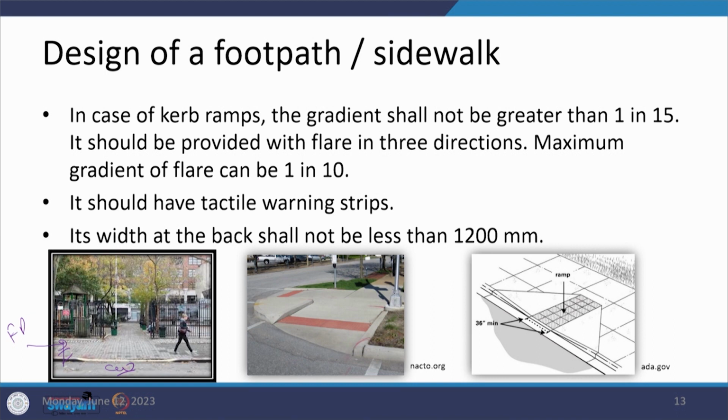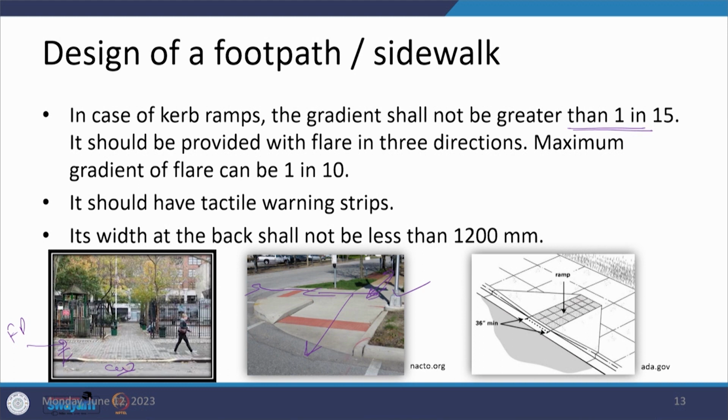Now, in the other one what we can see is that the footpath is moving in this direction and the footpath is moving in the other direction also, but at this point, where this is a corner, we are going through the ramp in this direction as well as in this direction. Now, the gradient of this ramp shall be 1 in 15, or it should not be greater than 1 in 15, meaning we are trying to provide it as flat as possible considering the universal accessibility criteria.